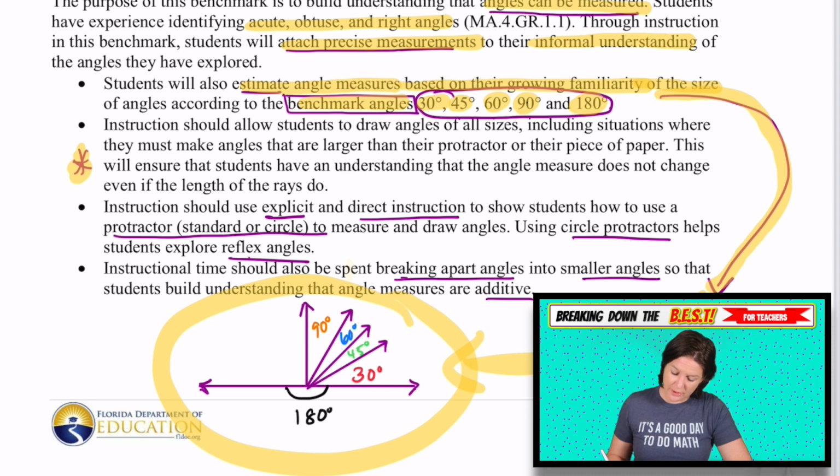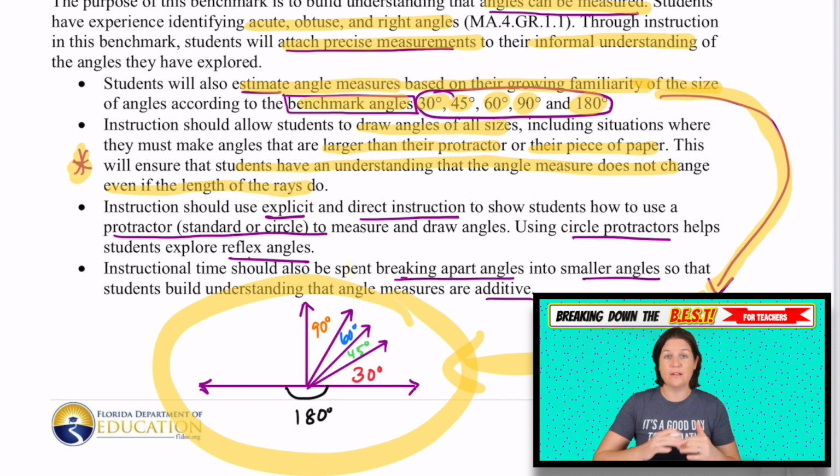I starred this part because I thought it was interesting that instruction should allow students to draw angles of all sizes, including situations where they must make angles that are larger than their protractor or their piece of paper. This will ensure that students have an understanding that the angle measure does not change even if the length of the rays does. So students might be under the impression that the longer a ray is, the more... we're not measuring the length of the ray, we're measuring the degree of the angle itself.